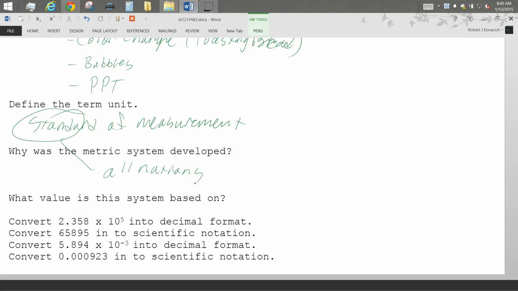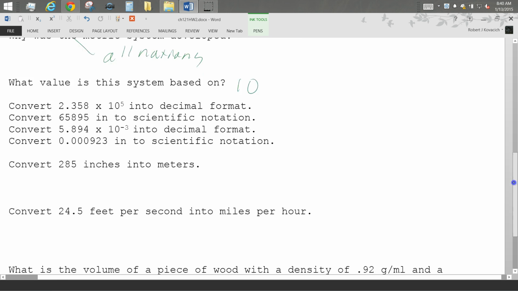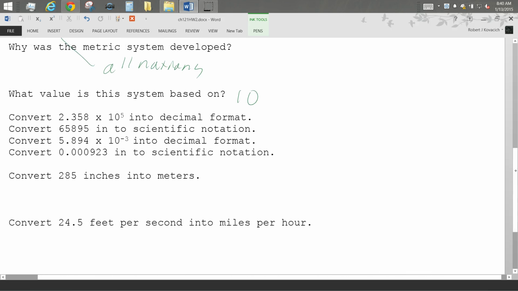The metric system is based off of what? 10. A kilogram and a milligram are related to each other simply by the number 10. How many times do I have to multiply or divide by 10 to get to that new value? All right, let's go ahead and do these conversions here. So I'm going to convert this into decimal format. So what is this 5 here referring to?